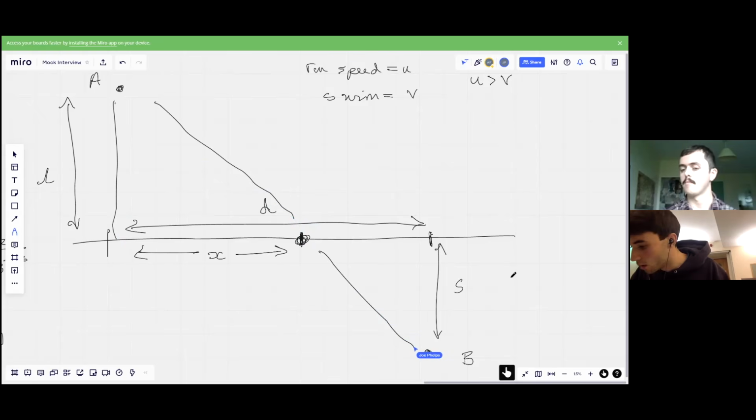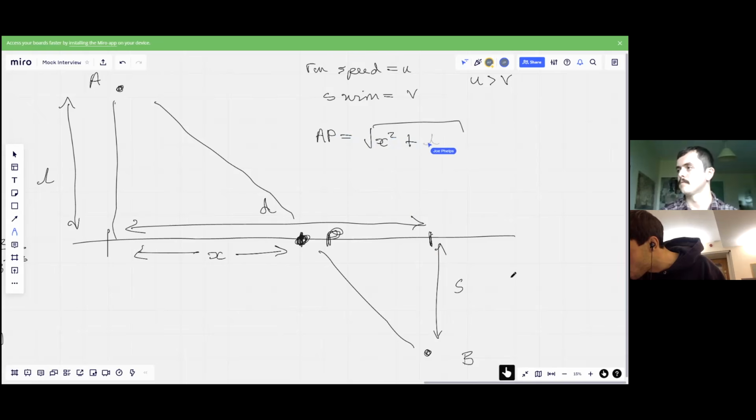So from A to where I enter the water, I'll call that point P. So the distance A to P is going to be, from Pythagoras' theorem, just the square root of x squared plus L squared. And the distance from P to B is just going to be the square root of D minus x all squared plus S squared.